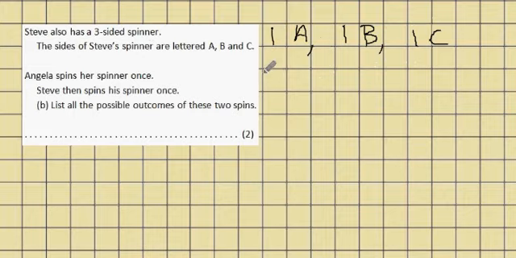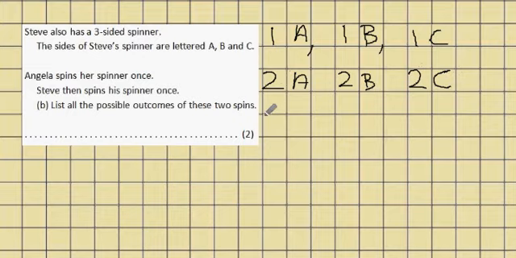So now let's say with Angela it lands on a 2. And then for Steve lands on an A. Again it lands on a 2, but this time for Steve it lands on a B. And again it lands on a 2, but this time it lands on a C for Steve. So that's all the possibilities if it lands on a 2.